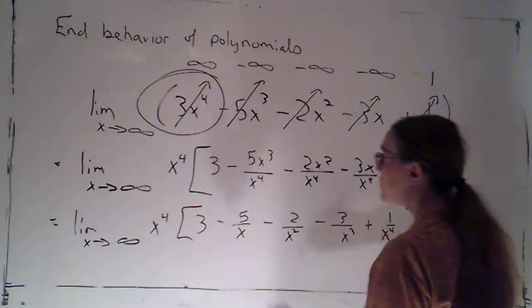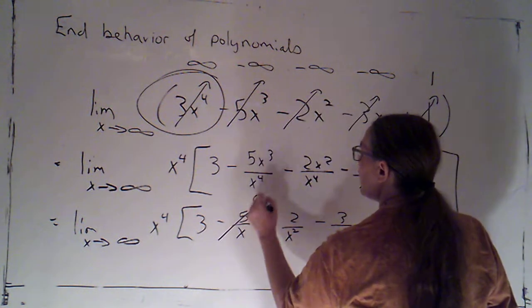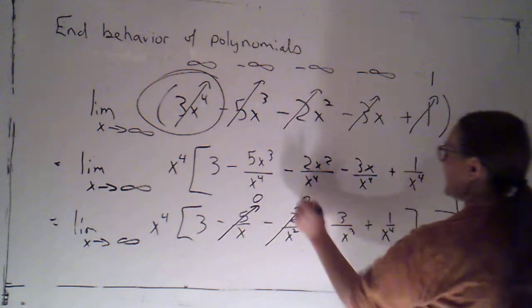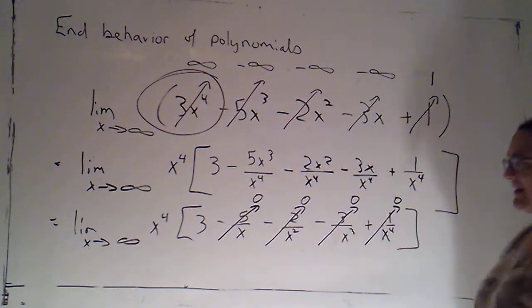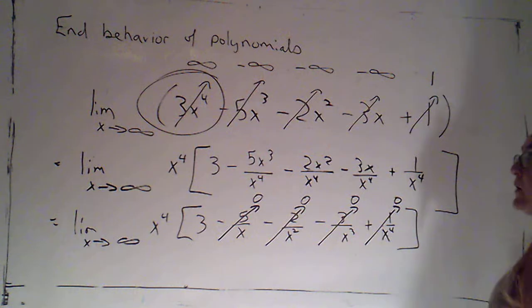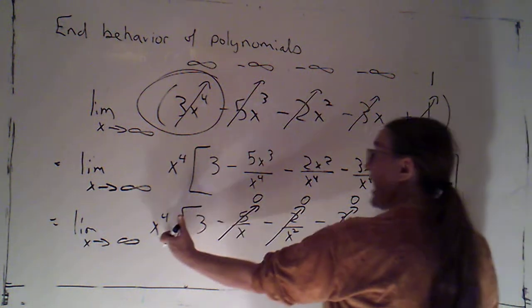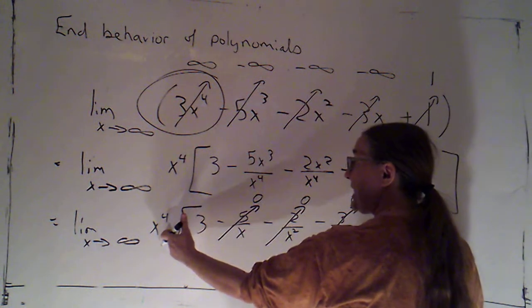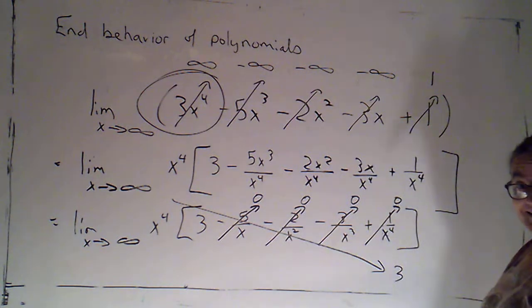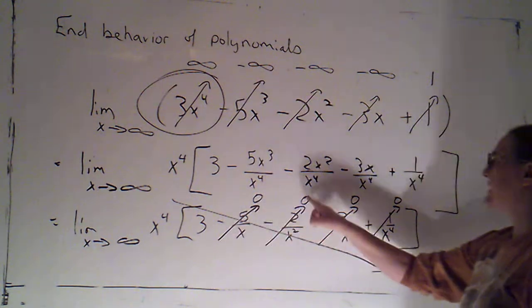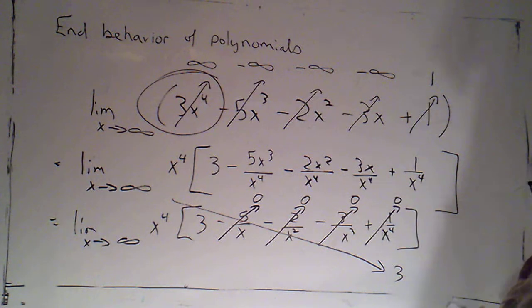Okay. So this piece is going to 0, this piece is going to 0, this piece is going to 0, and that piece is going to 0. Which means the entire thing in the brackets here, that whole thing is going to 3. Because it's going to 3 minus 0 minus 0 minus 0 plus 0, which is 3.